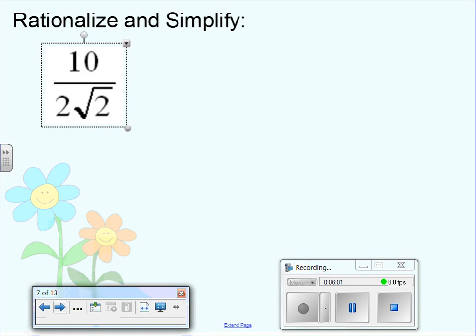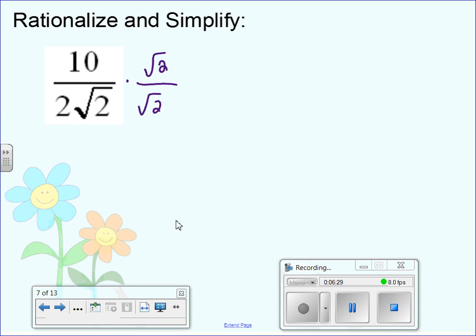Ooh, this one's getting a little bit bigger. We've got 10 over 2 radical 2. Go ahead and jot it down. All right, so since the only thing we're truly trying to rationalize here is that square root 2, you're only going to need a square root 2 and a square root 2 like so.